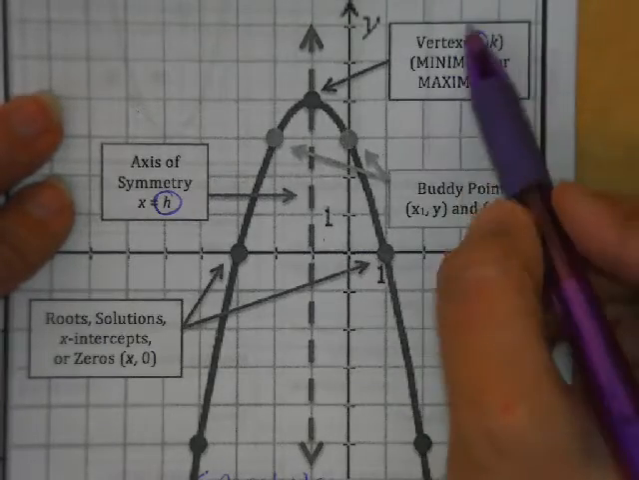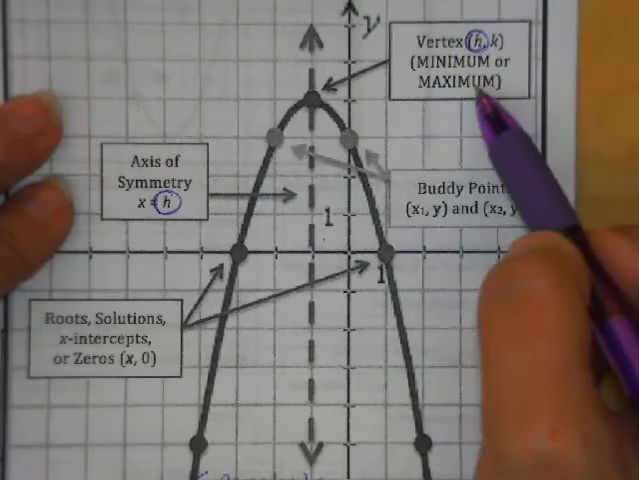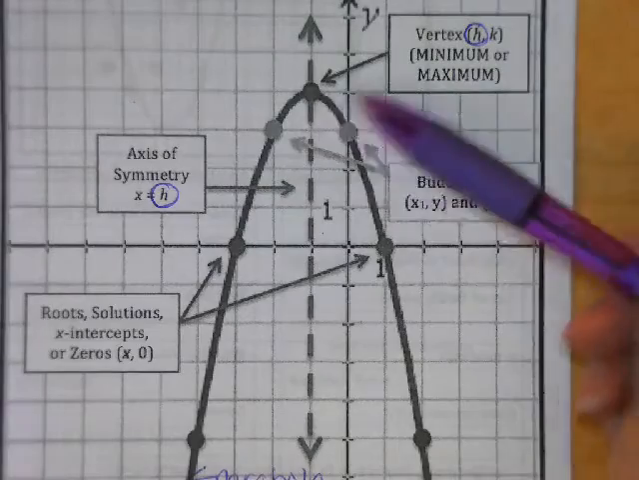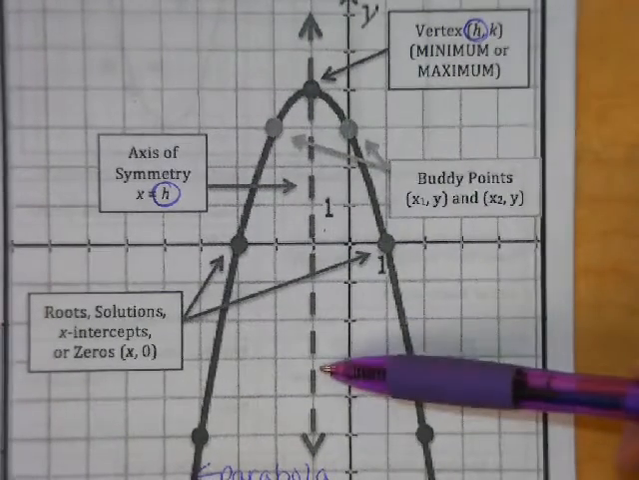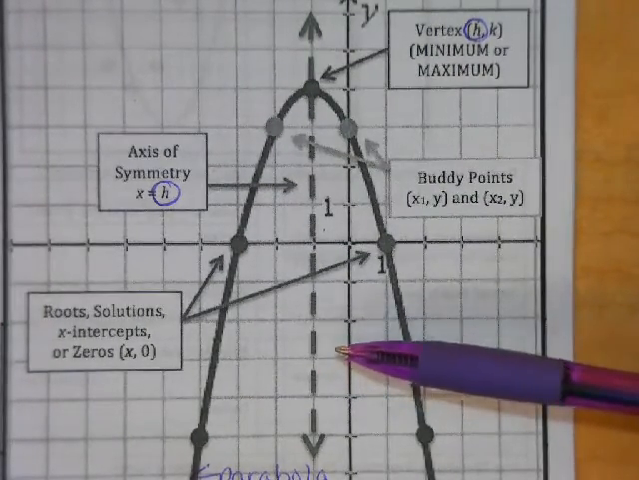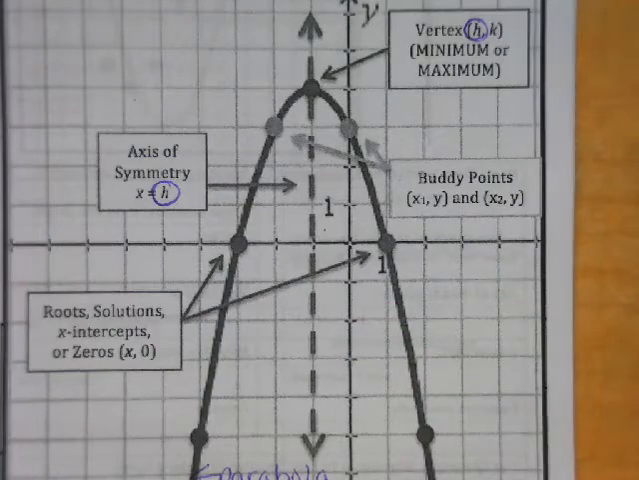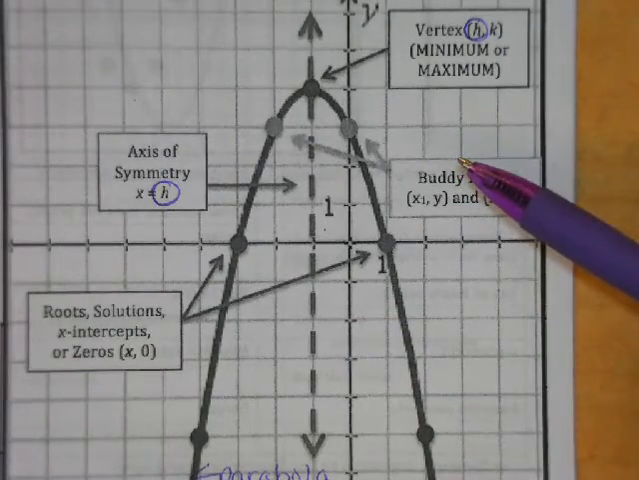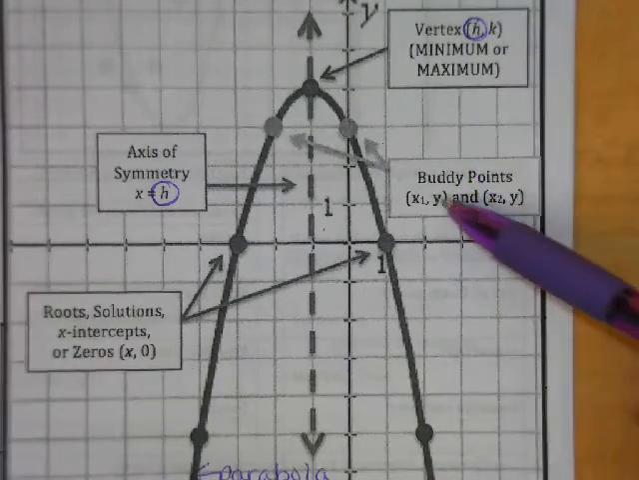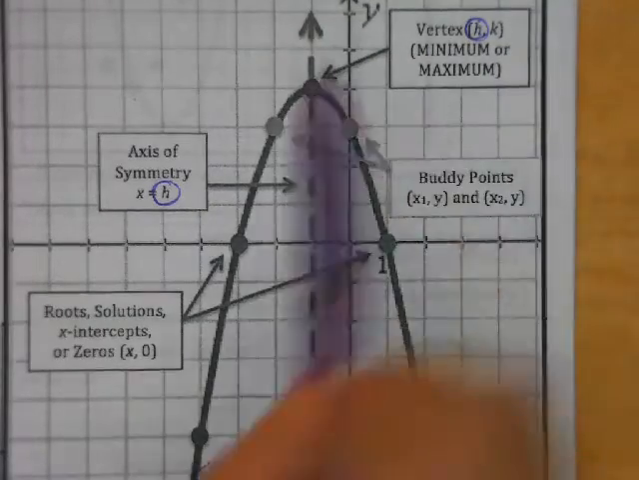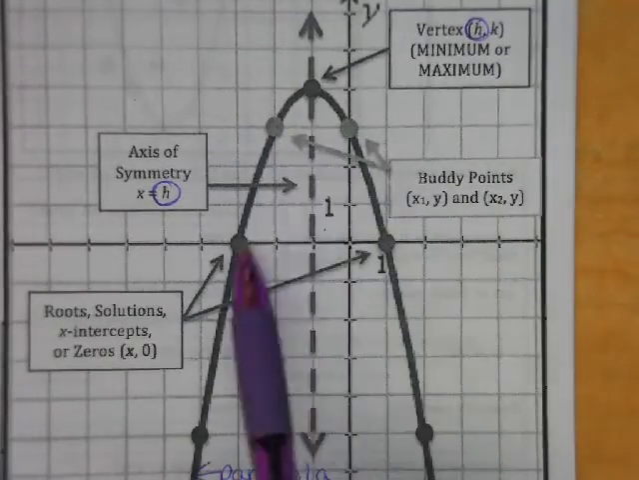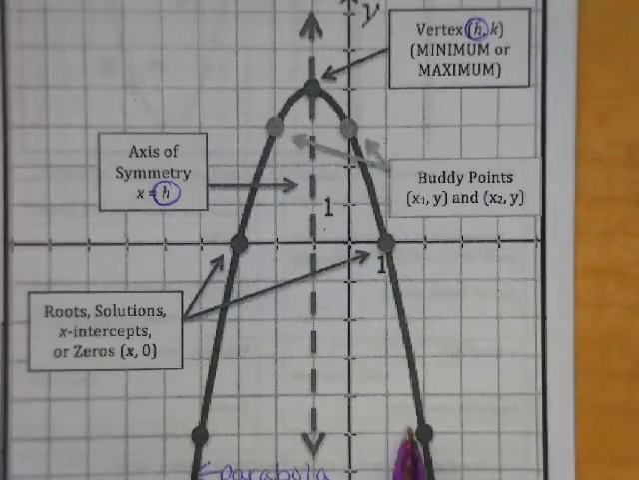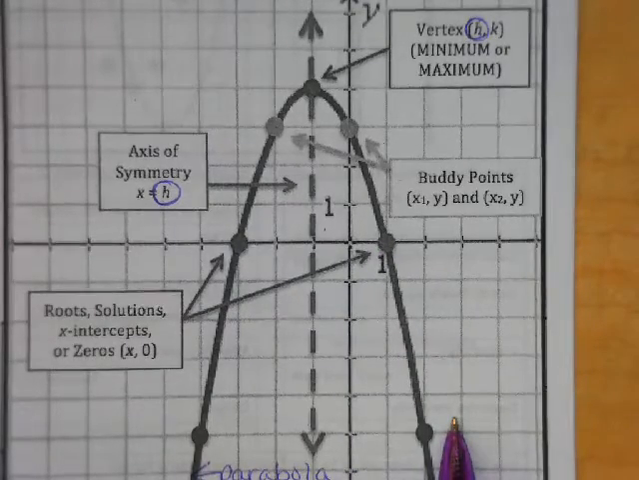We can have 2 types of vertexes. We can have a maximum, meaning it's at the top, or a minimum, meaning it's at the bottom. And we're going to talk about how you can tell which is which. Buddy points, guys, because we are splitting this in 2, you're going to have points that match up on either side. Those are called buddy points.